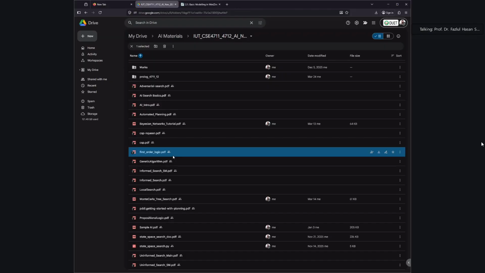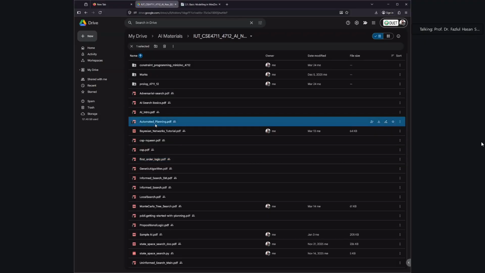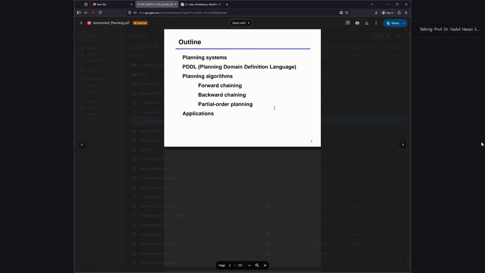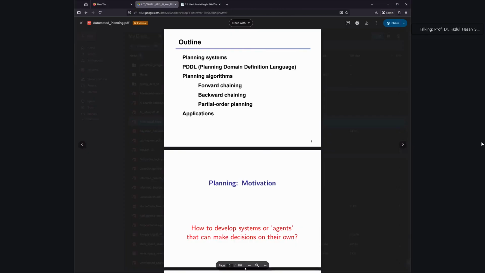Planning. Yes, the planning part, right? Automated planning. Yes, automated planning and PDDL. Exactly. So in the automated planning slide, there are 107 pages.